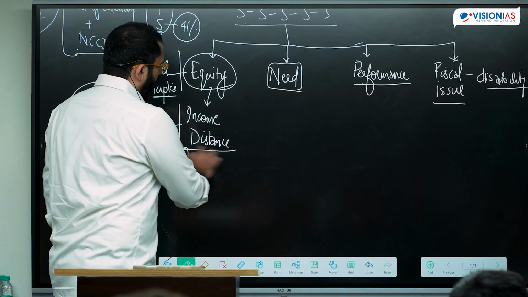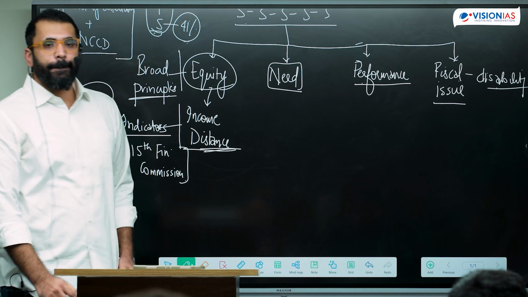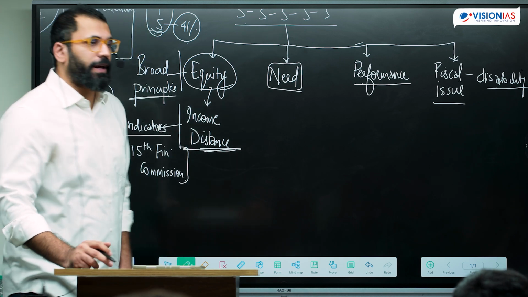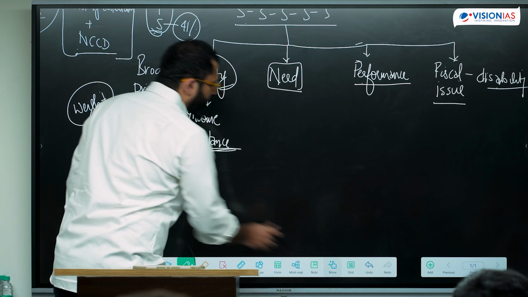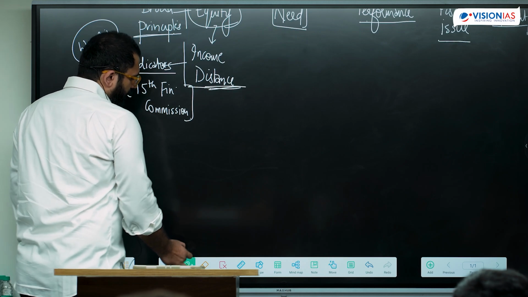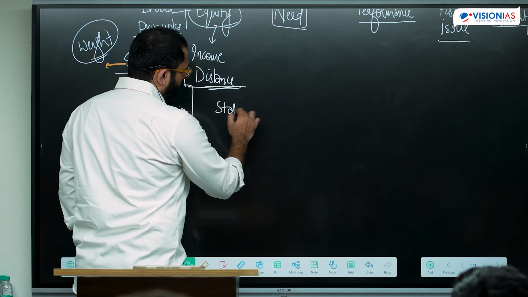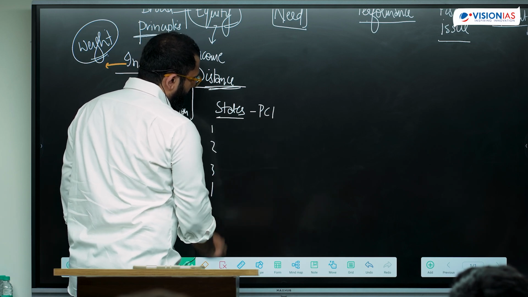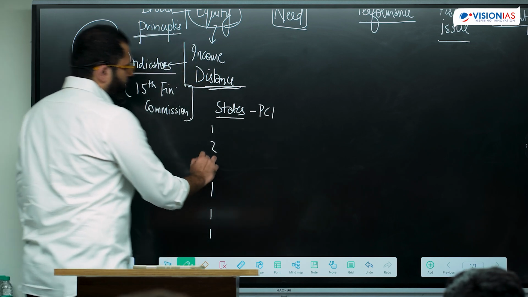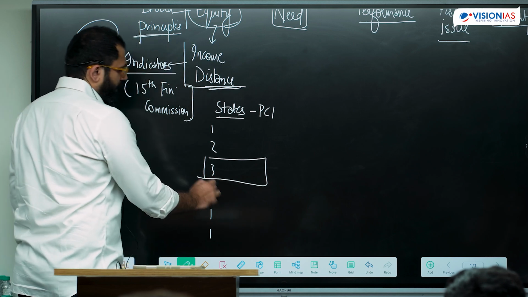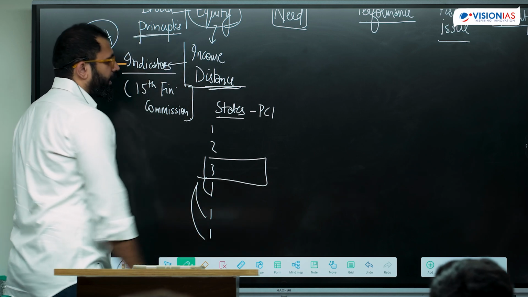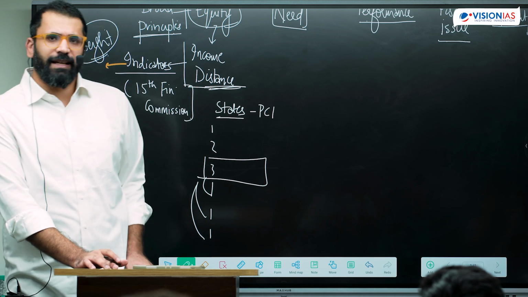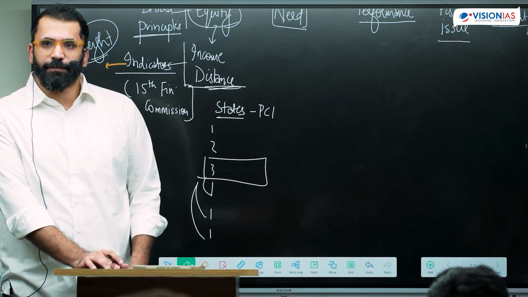So income distance, what do you understand by income distance, anyone? So how do you decide which state is more poor? So we arrange all the states in terms of their per capita income. The 15th Finance Commission chose the third state as the benchmark. The more the distance from the third state, the more money the state would receive. The third state, as they calculated, was Haryana back then.